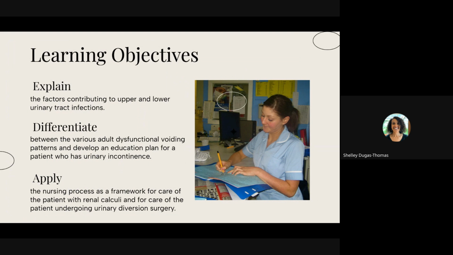So, our learning goals for this session include understanding the signs and symptoms of upper and lower urinary tract infections. This will help drive care and decrease the chance of life threatening complications. Understanding the cause and proper care for individuals with urinary incontinence will allow you, as the nurse, to provide patient-centered care. And learning how to apply the nursing framework with patients with renal calculi and other urinary alterations will support you in your practice skills in the clinical setting.